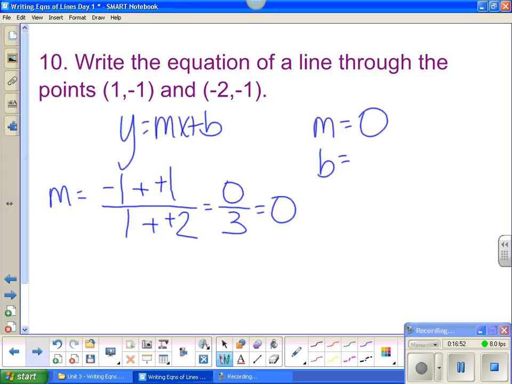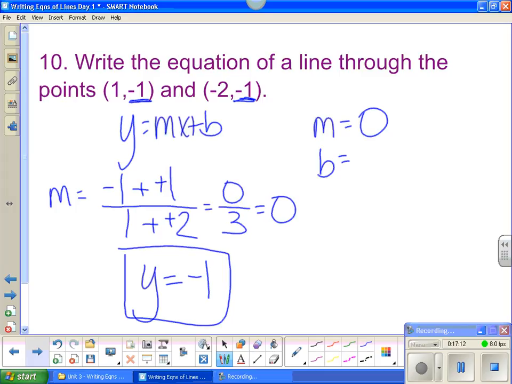So this is a horizontal line. Horizontal line is y equals. Well, y equals what? Look at your points. Look at the y values of your points, and that'll tell you what this needs to equal. Just like it did when it was x equals.